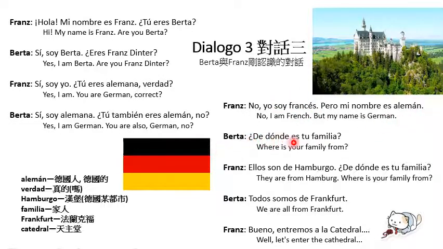Okay. ¿De dónde es tu familia? Remember, ¿de dónde is where. Where is your family from? Ellos son de Hamburgo. Right? Where's your family from? Todos somos de Frankfurt. We are from Frankfurt. Remember, that's a city in Germany. Bueno, entremos a la catedral. Okay, remember, in Germany and all over Europe, there are very beautiful churches all over the country, actually. So if you go to Europe someday, I'm sure you will see some beautiful cathedrals.